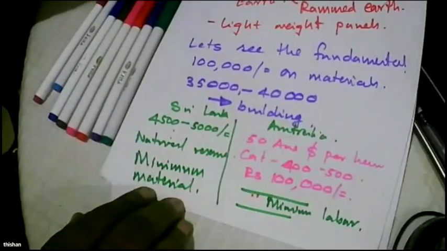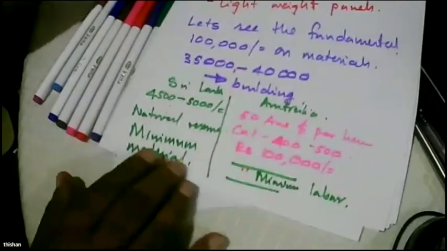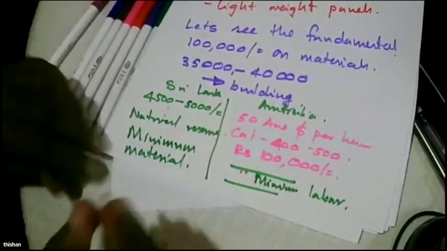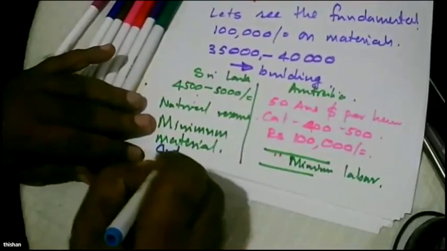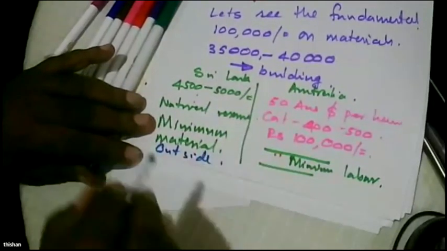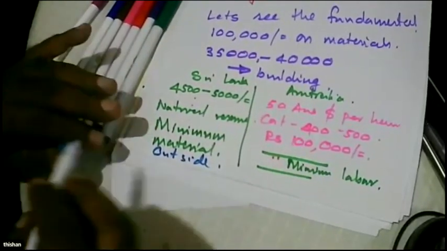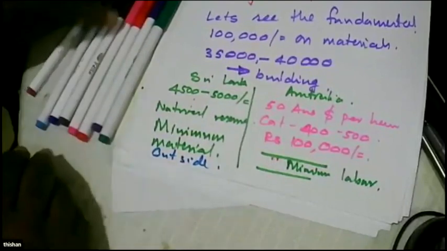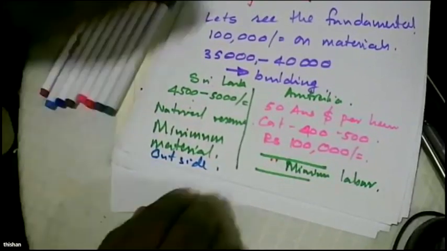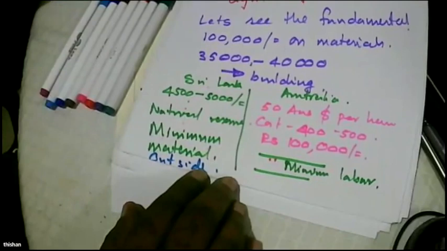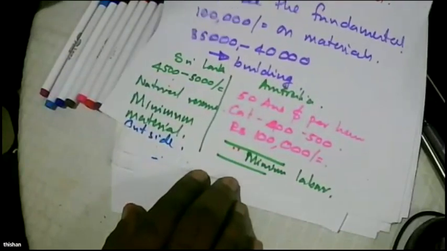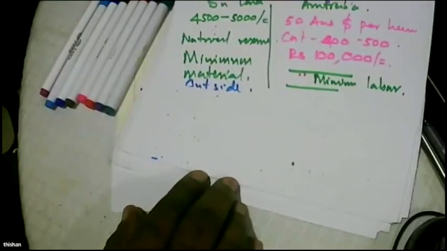So we have to think not inside the box, we need to think outside the box. We cannot be thinking inward, we should be thinking outward. So that's what we need. So let's see what the concept behind is: minimizing the material.